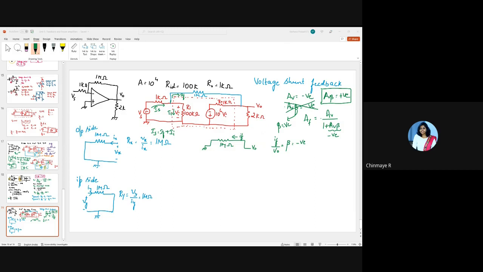If you have a negative sign here, that means you're giving positive feedback in the system. It will behave like an oscillator. So therefore, AV and beta cannot take opposite signs at all. If AV is positive, beta also must be positive. If AV is negative, beta also must be negative, so that AV beta is always positive. Is it clear to you now? Yes.